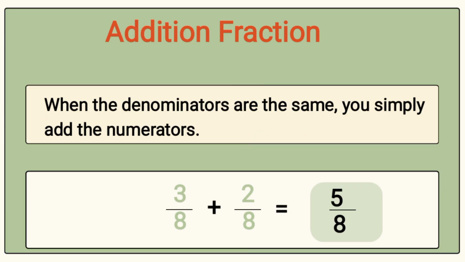Addition of fractions: when the denominators are the same, you simply add the numerators. It means downside our denominators are both 8, and upper, the numerators, 3 plus 2. So the downside values are the same, no need to go for the LCM. We take one 8, then we simply add 3 plus 2, which is equal to 5.